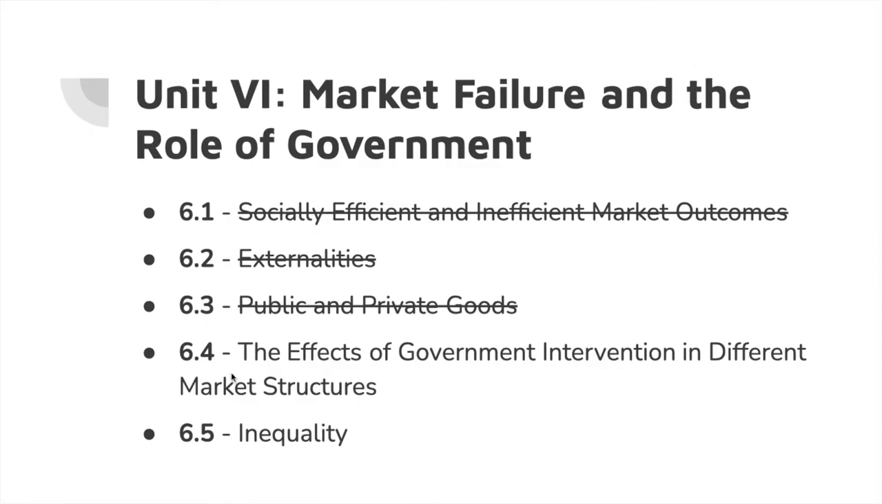All right, here we go. Our final two sections, not just of Unit 6, but the entire course. Section 6.4 is about the effects of government intervention in different market structures, i.e. monopolistic market structures. We've only looked at perfectly competitive market structures up to this point. We want to see what happens when the government decides to intervene in a monopolistic market. And then we'll finish with Section 6.5, by talking a little bit about inequality in economics.